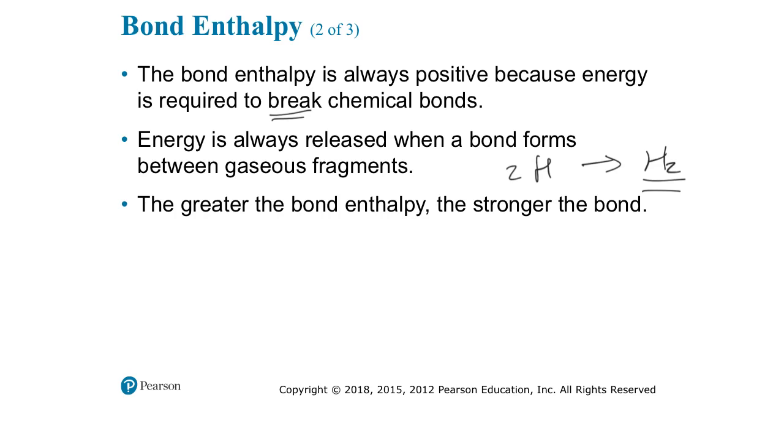So some bonds have bond enthalpies in the order of 500 to 1,000 kJs per mole. Those are very strong bonds. Weak bonds have bond strengths around 100 or 200 kJs per mole.